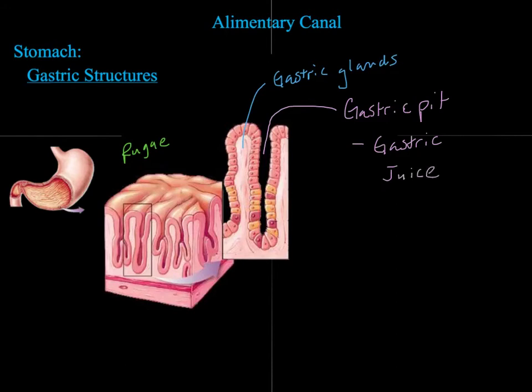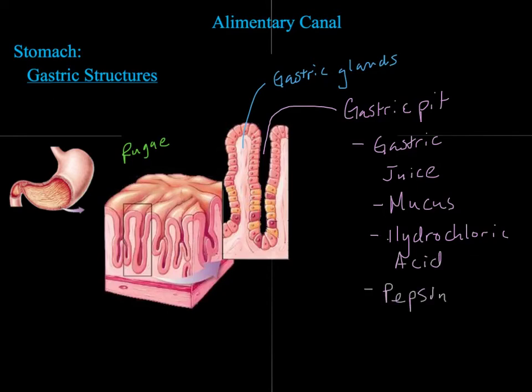So let's talk a little bit more about gastric juice. Gastric juice is composed of a variety of different substances. One is mucus. The other one is hydrochloric acid. And another is called pepsinogen, which, when combined with hydrochloric acid, produces a substance called pepsin.